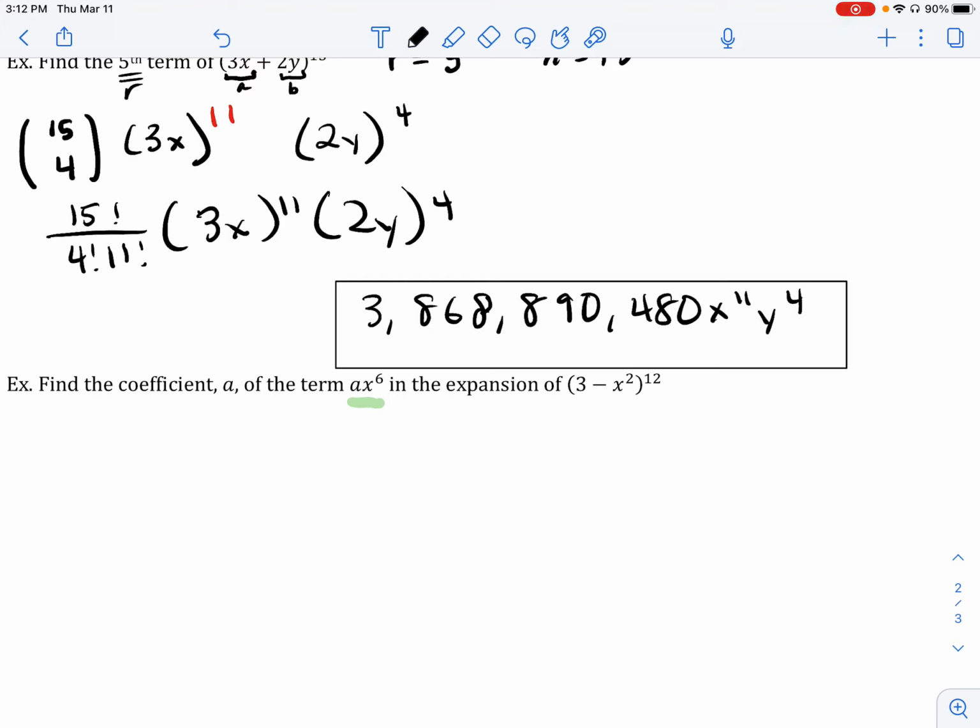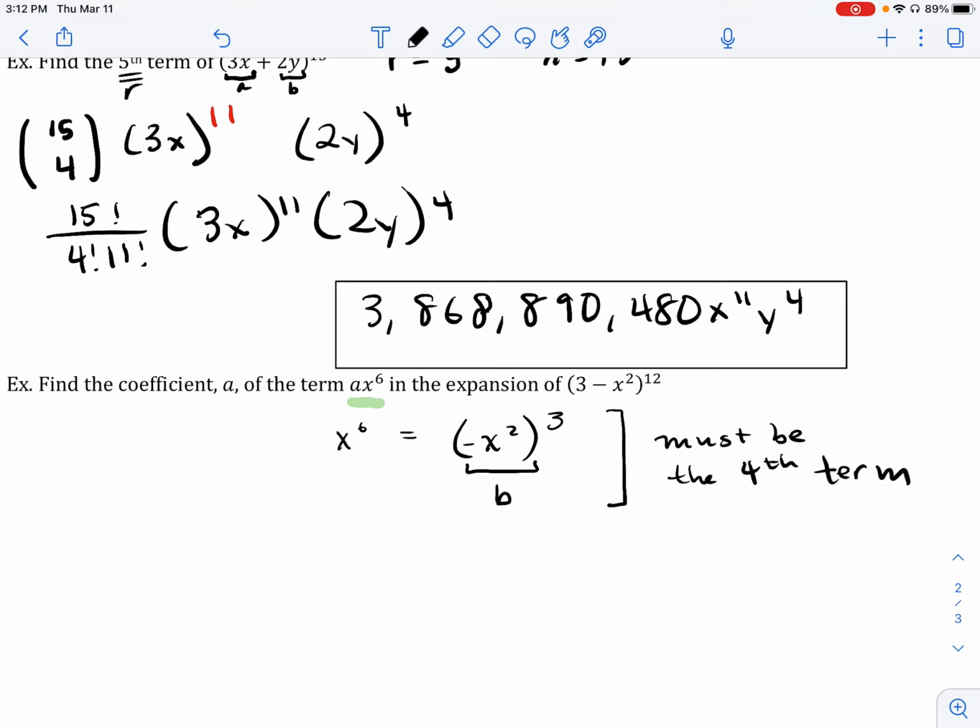The only way that you could have x to the 6th must be x squared, or negative x squared, I should say, raised to the third power. And since this is our b value, if our b is being raised to the third power, this must be the fourth term in our series expansion. So using that information, see if you can then find the coefficient, and you can check your solutions with what I have in Google Classroom.